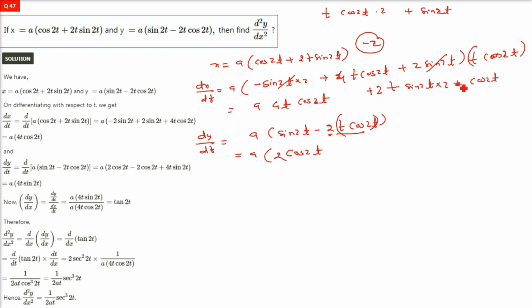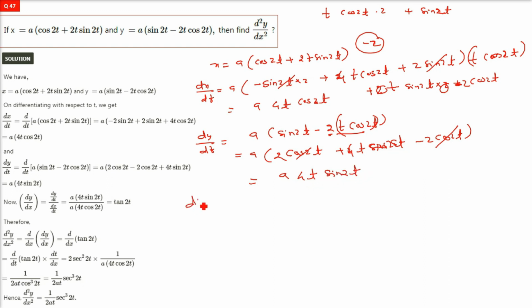I'm multiplying it by negative 2 also. I told you to remember that. So multiply it by negative 2 and write it here. Why are we doing it? Because in the first part, when we differentiated dx by dt, this 2 sin 2t got cancelled. Here 2 cos 2t will get cancelled. That is how your dy by dx will become easier to compute or to solve. So as I said, 2 cos 2t will get cancelled. You get a 4t sin 2t.